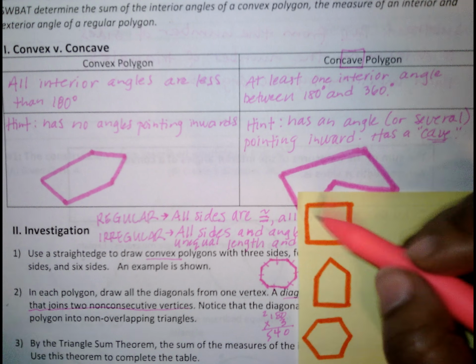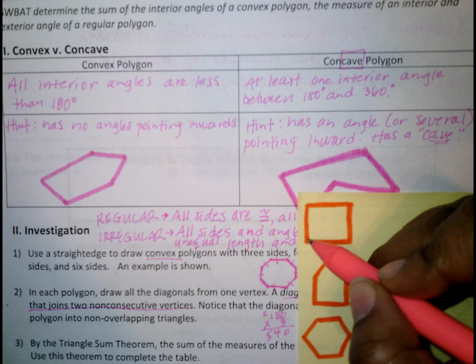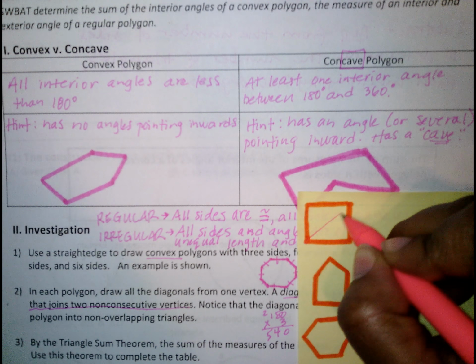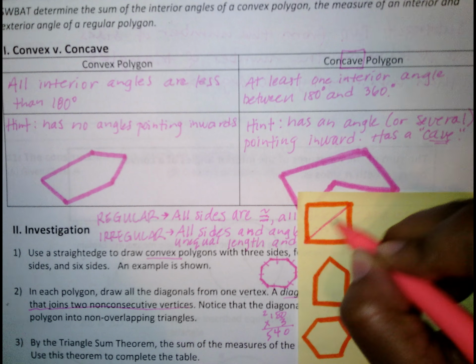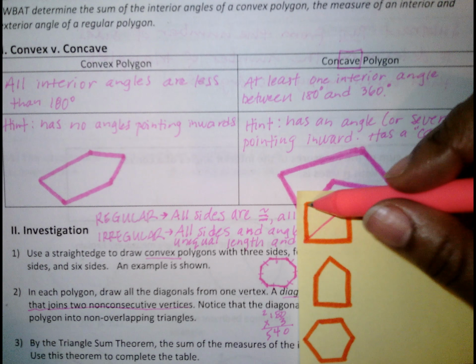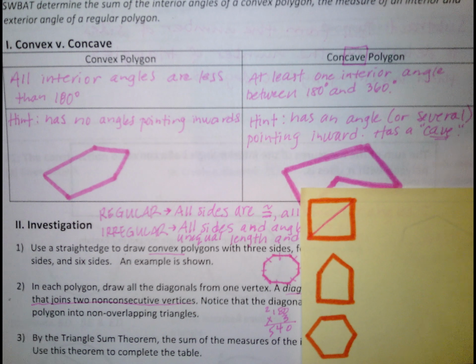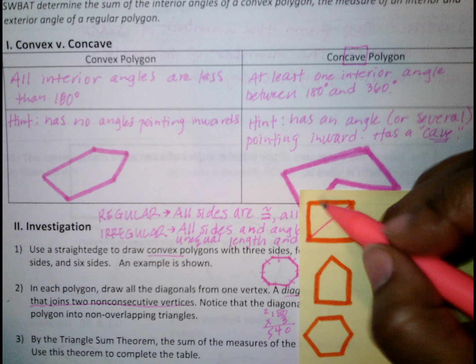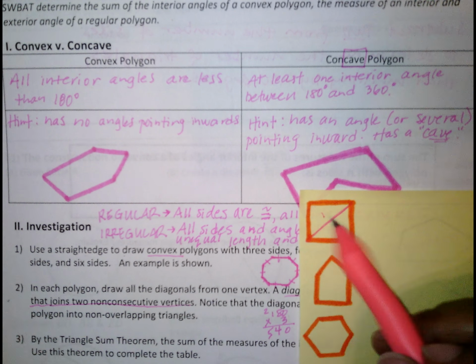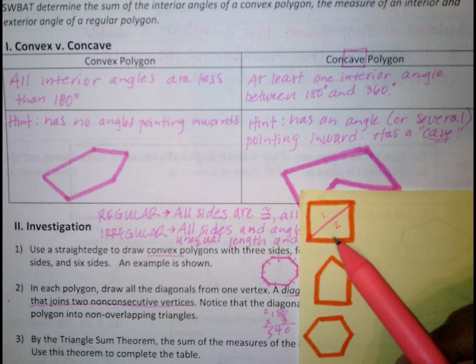Well, let's see. From this vertex to that vertex, I can only get 1 diagonal here. Now, you may say we can get more than that, but we're really trying to not have overlapping triangles. How many non-overlapping triangles can we get in this situation? And in this case, we get 2, okay? 1 here, 1 there. They do not overlap, all right?